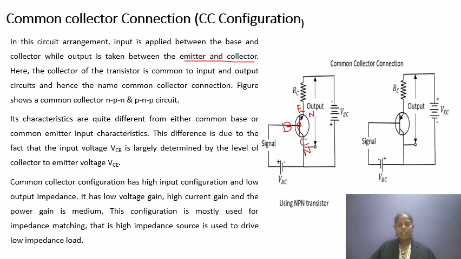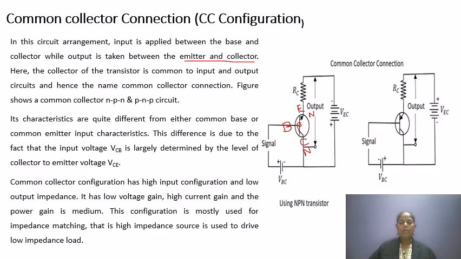See, the difference is that the input voltage VCB is large, and determines the value of the collector to emitter voltage. In this case, the input is low, output is high.